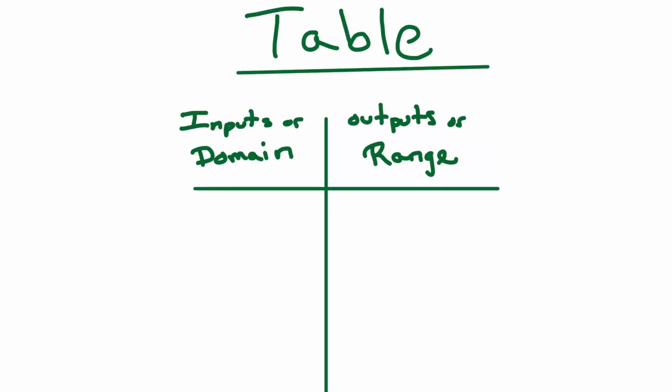The second way you can see whether a relation is a function is using a table. If you see a table, the first column, or the left column, is going to be all of your inputs or your domain.